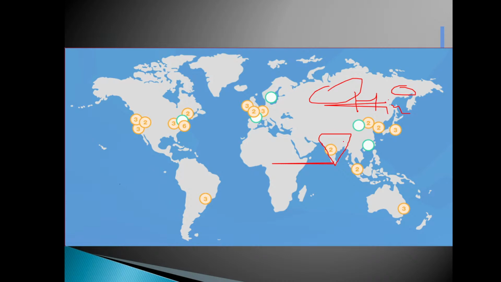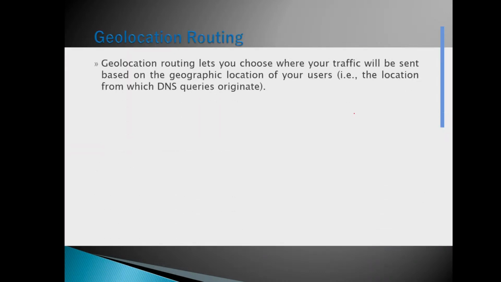So they have a dedicated machine for this particular country, where all the local languages are configured. This is called geolocation based. So geolocation routing lets you choose whether your traffic will be sent based on the geographical location of the user, that is, the location from which the DNS query originated.